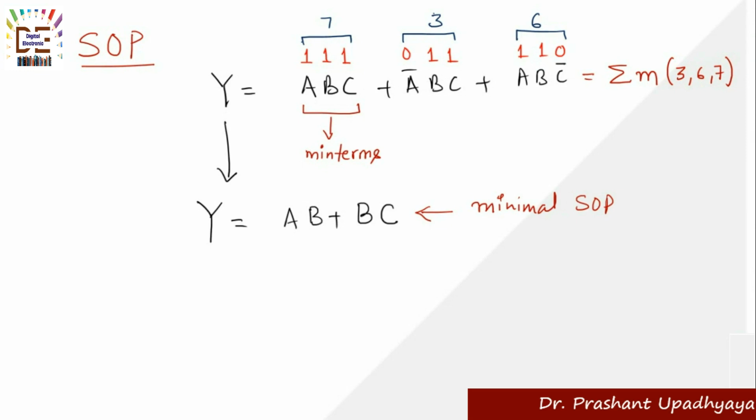Suppose you have Y equal to ABC plus A bar BC plus ABC bar. Right now, to represent your Y, how many min terms have you used? You have used 3 min terms. And now what do you want? You want to reduce your hardware. You want to optimize your code. You want your circuit to be compact.